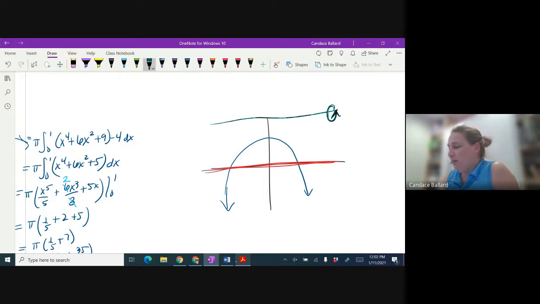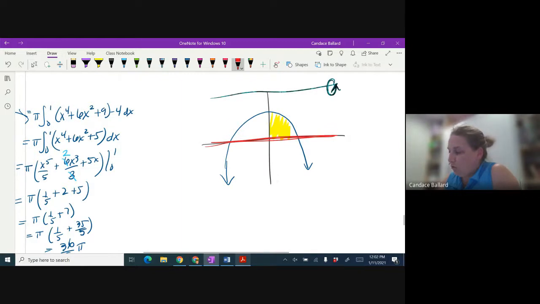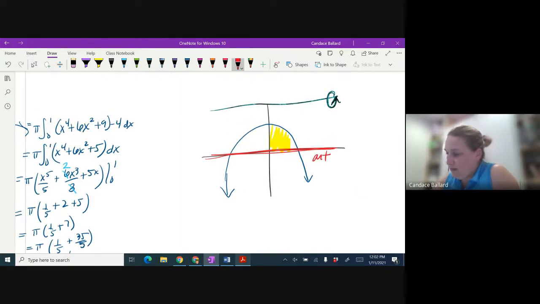So if the green is my axis of revolution, help me out in the chat. Which function is further away from the axis of revolution? The red or the blue? Which one's further away technically? If this was say the area we were rotating. Yep, red is further away. Okay, so we would do the red is the outer in this case, and the blue is the inner. Okay, so I would have to do my red first, squared, right? Minus my blue second, whatever that function is.